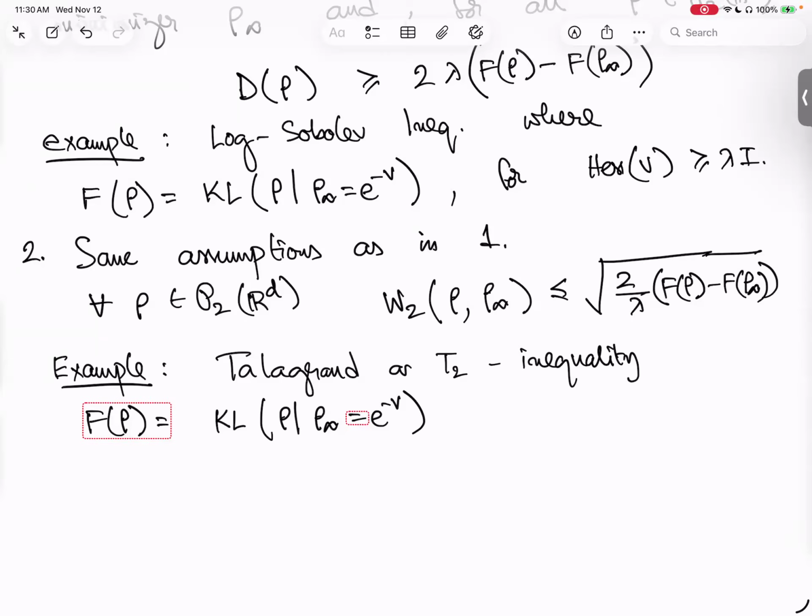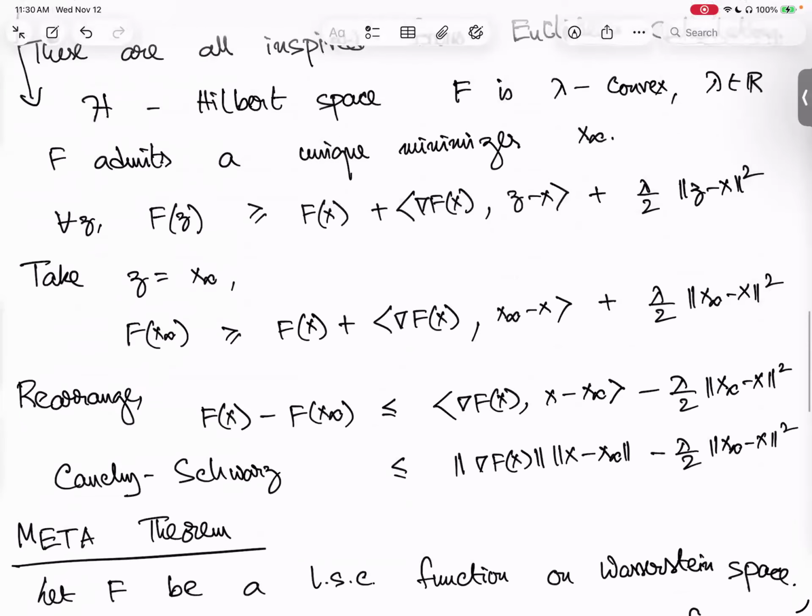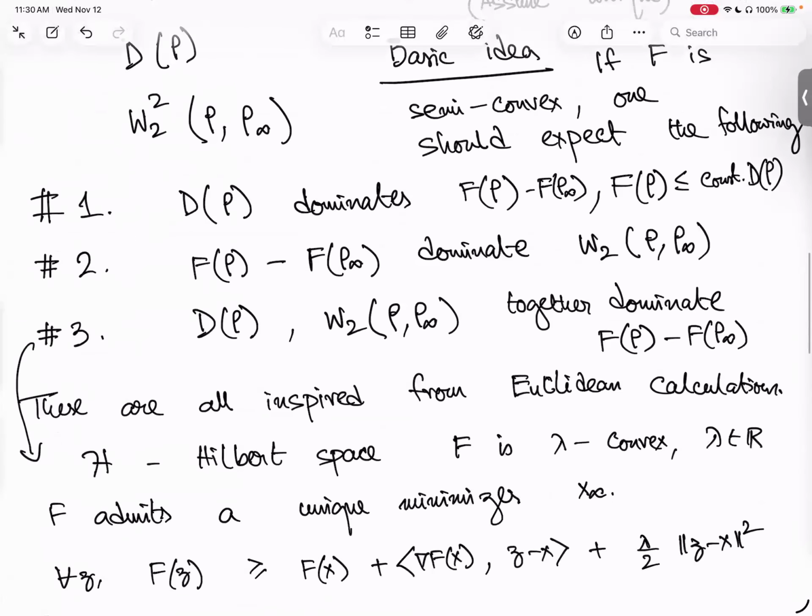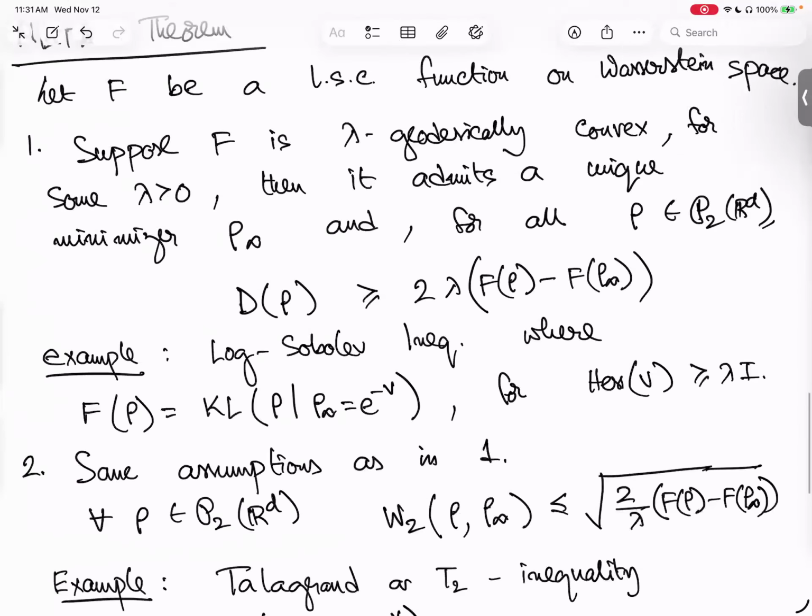Okay, that's this 2. And 3, so I'm basically following these 3 ideas here. So D of rho dominates this. That's my first meta theorem. The difference of the functions dominates the distance. That's my second meta theorem. And the third one is that the norm of the gradient and the distance will dominate the difference of the 2 functions. That's my third meta theorem, which is what I'm going to write down next.